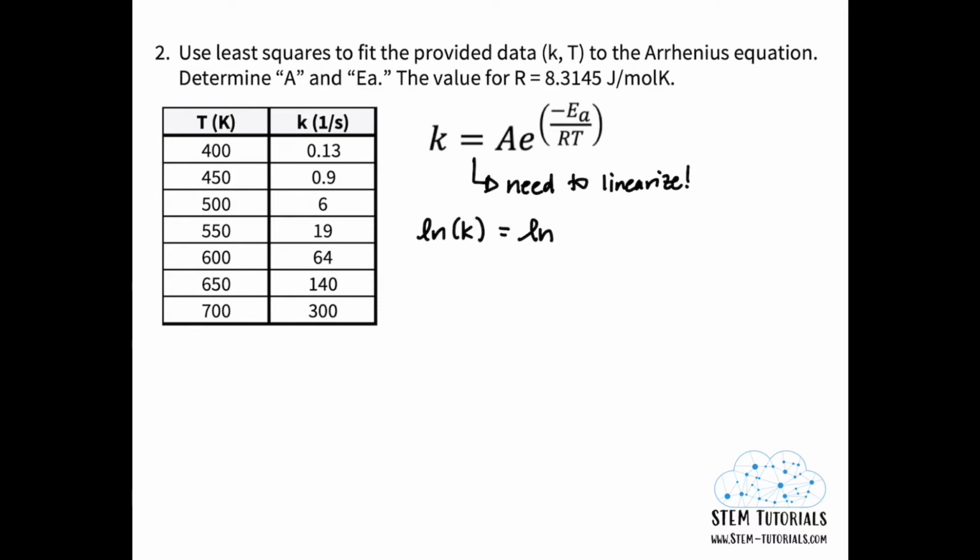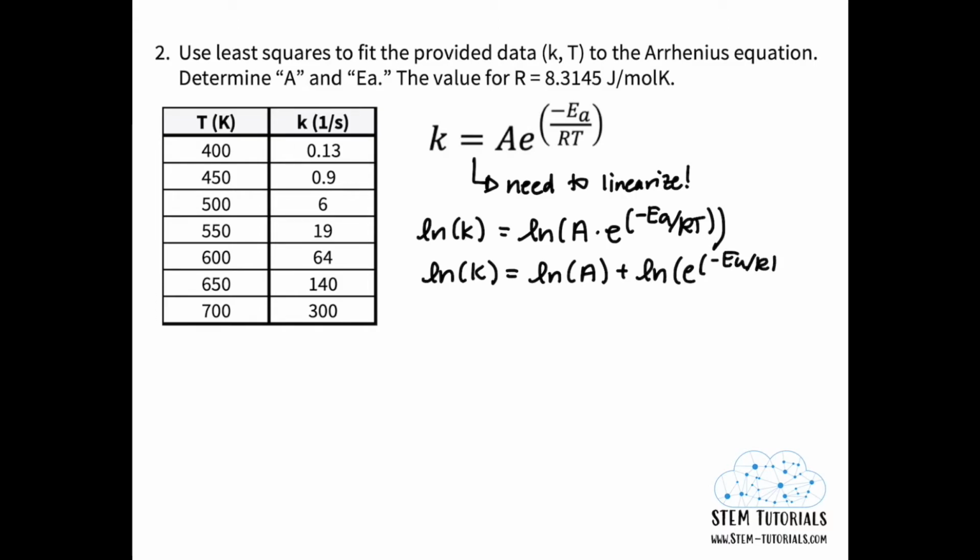equals ln of a times e to the negative Ea over RT. And of course, if we multiply within a ln function, then we can add each of the elements. So we have ln k equals ln a plus the ln of our exponential function. So I'm really writing this out step by step to show you what I'm doing. And as a last step, we know that this here goes to 1 and we're left with this expression here.